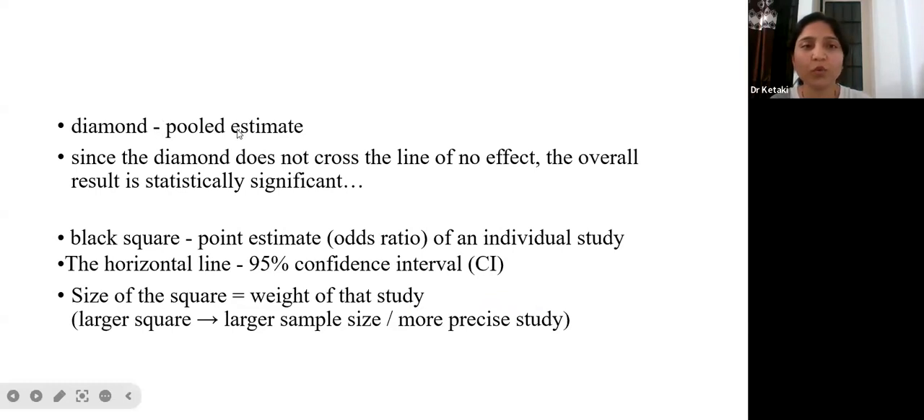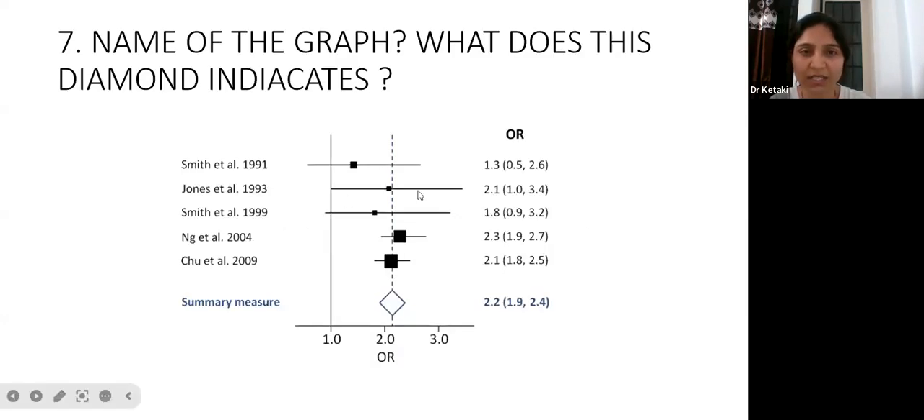This diamond will tell you the pooled estimate. So what was the final result of all the studies? This is one study, this is another study. These are all the studies, and what was the final effect, especially in the case of meta-analysis? They will do analysis of all the studies and pool the results, and this diamond will tell you. This one vertical line is called the line of no difference. Since your diamond is not touching it, your results are statistically significant, so whatever you have done, it works. The corners of the diamond will also tell you the confidence interval. Whenever you get a diamond down here, it will tell you the final results.